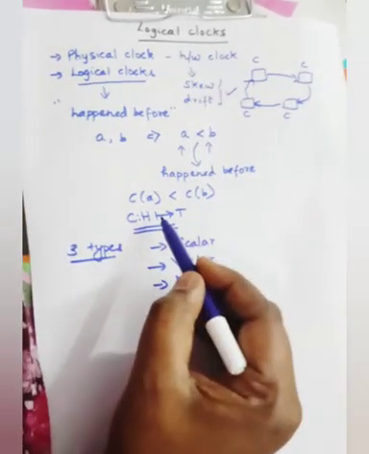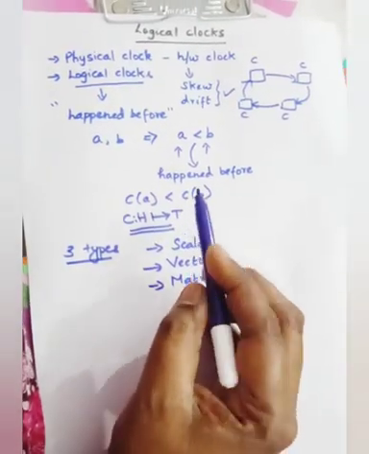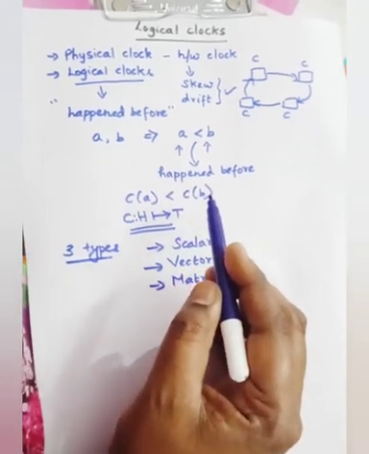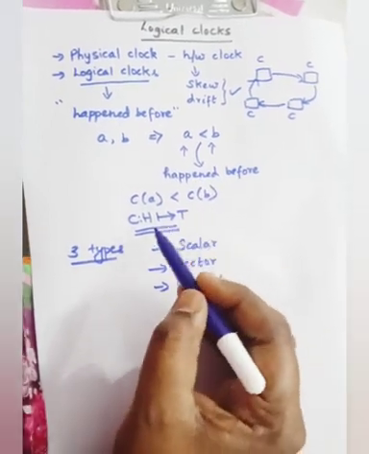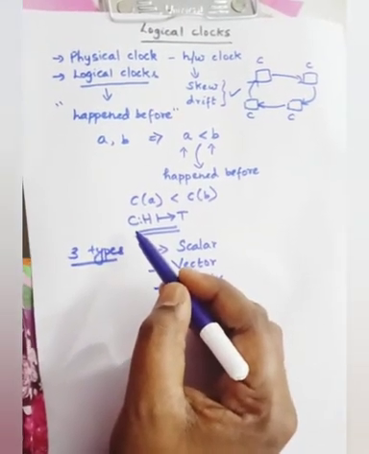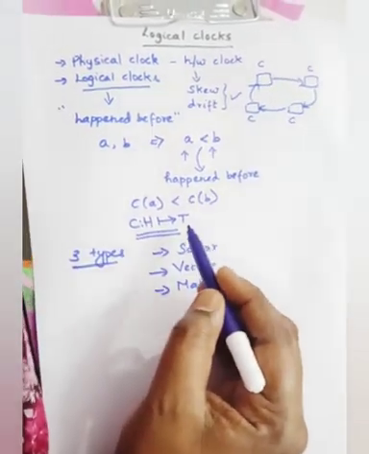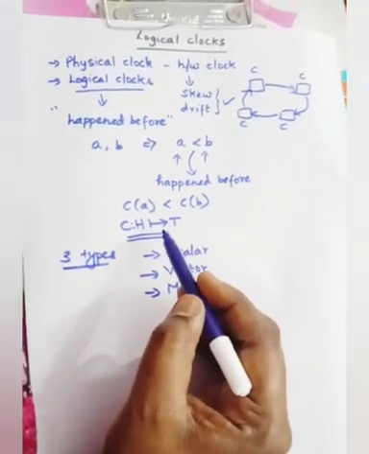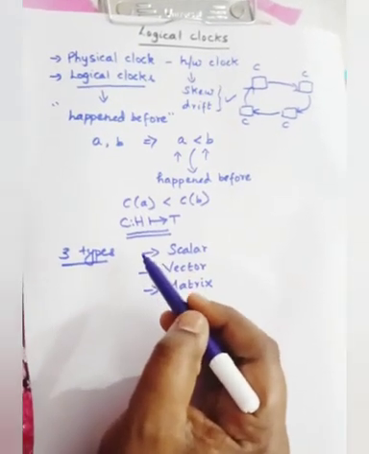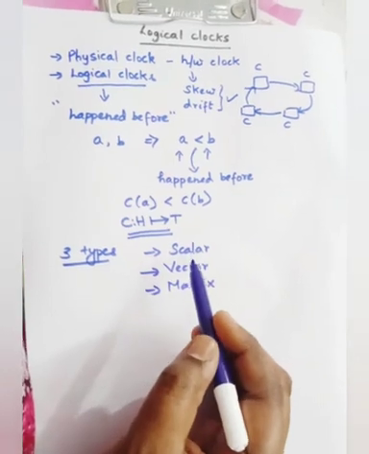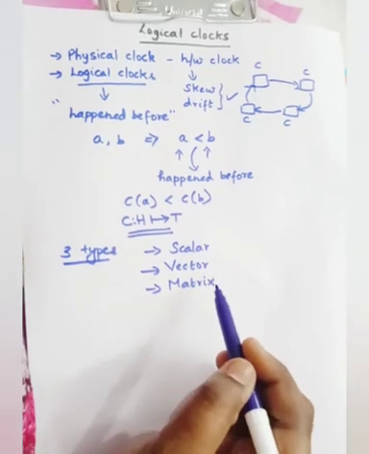It means that the clock of A will be less than the clock of B, so the time taken for A will be less than the time taken for B. We denote the happen before relation as C of H happen before T, where H is the happen before relation and T is the timestamp. To exhibit this happen before relation, logical clocks were used. These logical clocks are of three types: scalar clock, vector clock and matrix clock. We are going to see about each of them.